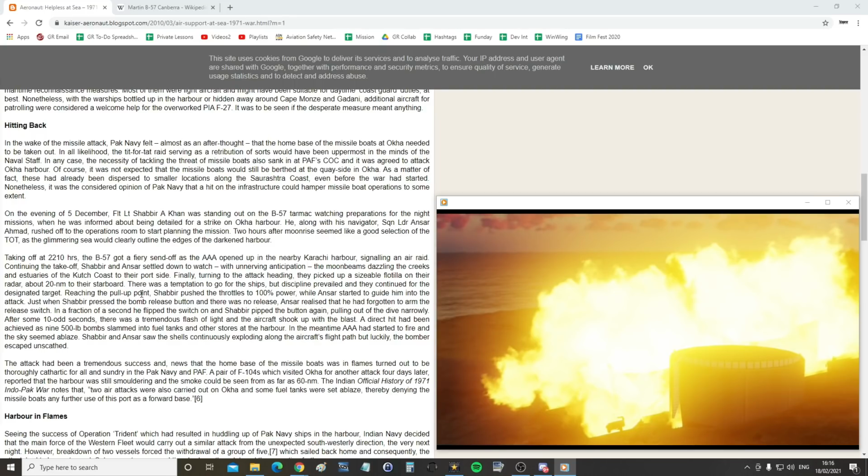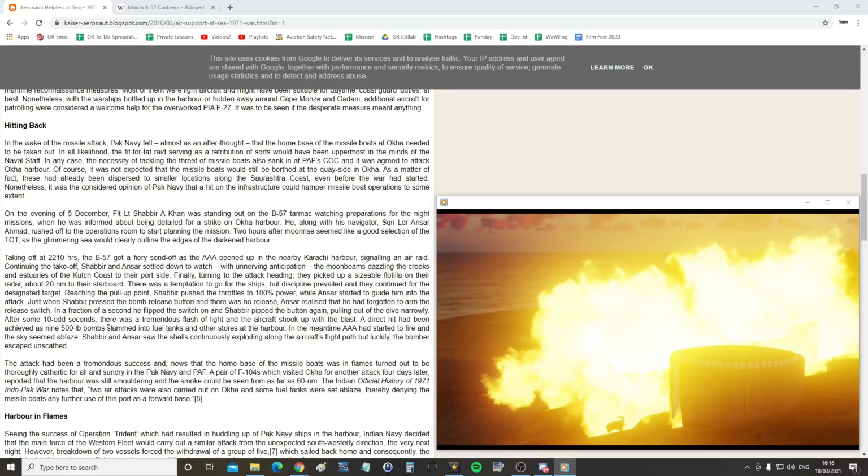Reaching the pull-up point, Shabir pushed the throttles to 100% power, while Ansar started to guide him into the attack. Just when Shabir pressed the bomb release button and there was no release, Ansar realised that he'd forgotten to arm the release switch. In a fraction of a second, he flipped the switch and Shabir pressed the button again, pulling out of the dive narrowly.